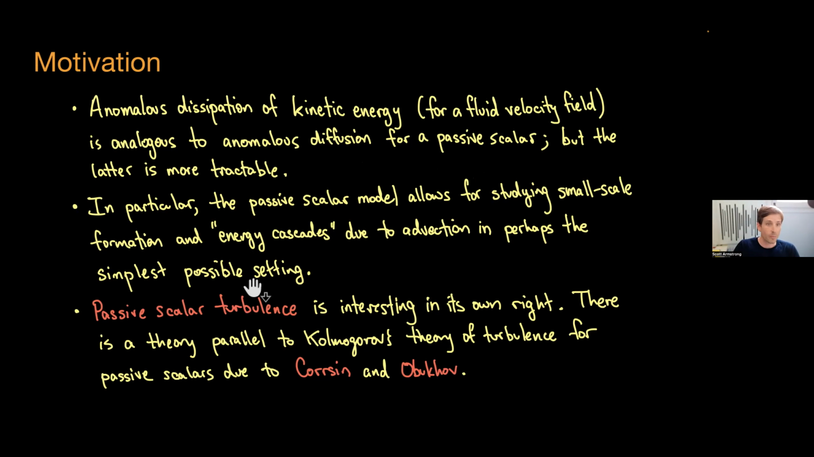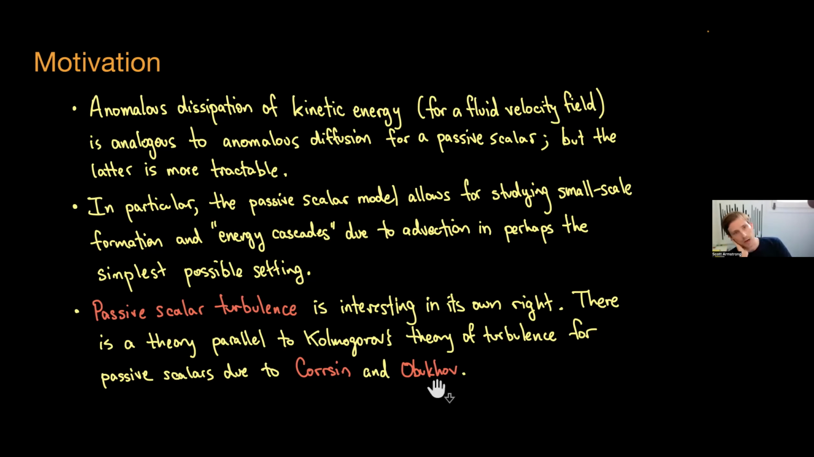Anyway, if we can't solve the passive scalar zeroth law of turbulence, maybe we're a bit lost for the full-blown thing. However, it is interesting in its own right because it is also physical. In the early 50s, Corrsin and Obukhov independently made an analog to Kolmogorov's theory of turbulence for passive scalars. That was almost 70 years ago now. And a lot of the scalings in Kolmogorov's theory are mirrored in the passive scalar case.